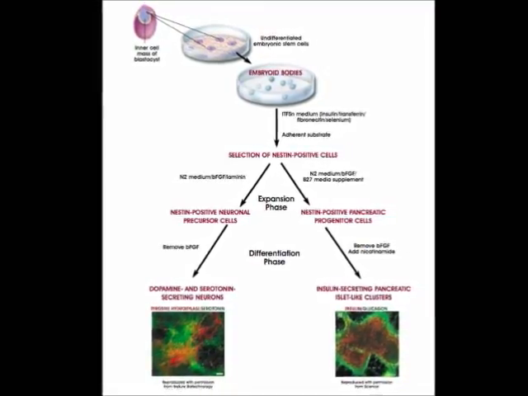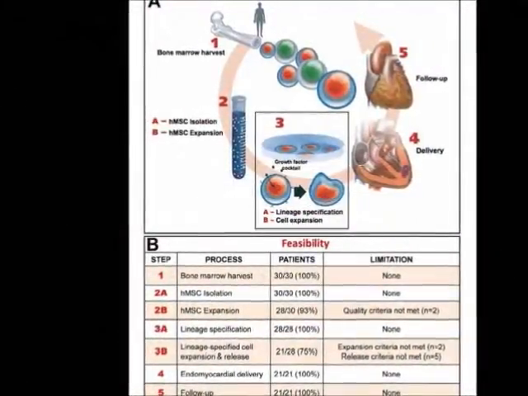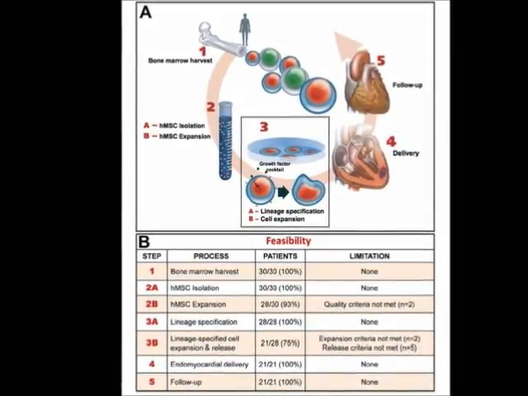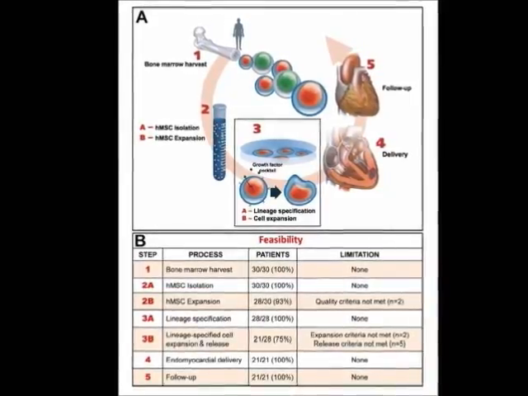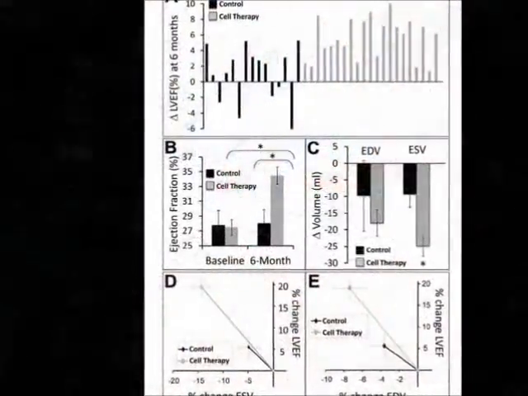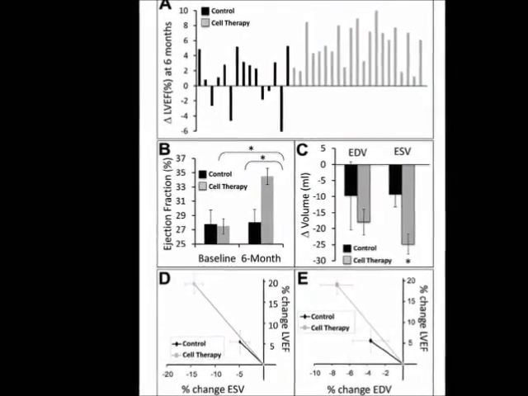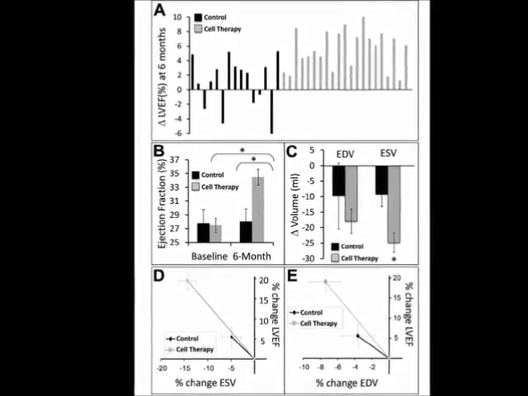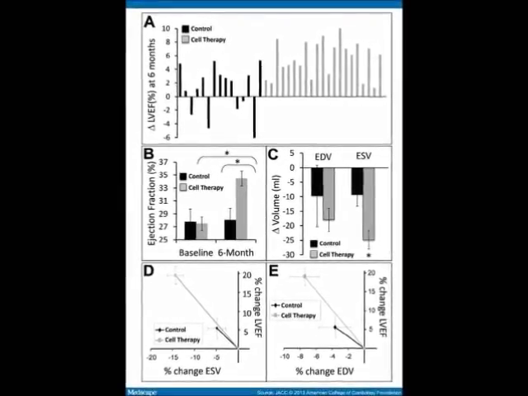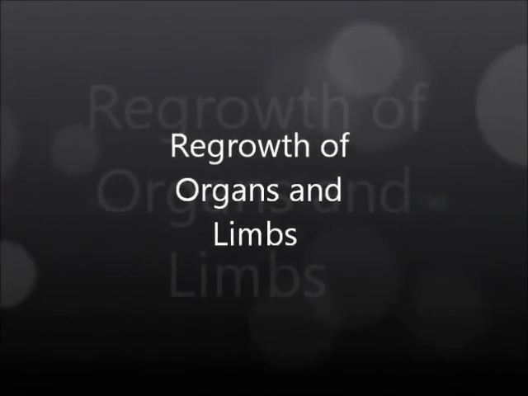The final disease discussed is heart disease, which is now a major basis for many research projects, as bone marrow stem cell differentiation is showing great improvements in patients. These graphs show how patients had a dramatic increase after their stem cell therapy in both heart function and blood volume levels. And finally, I will discuss how stem cells can help regrow organs and limbs.